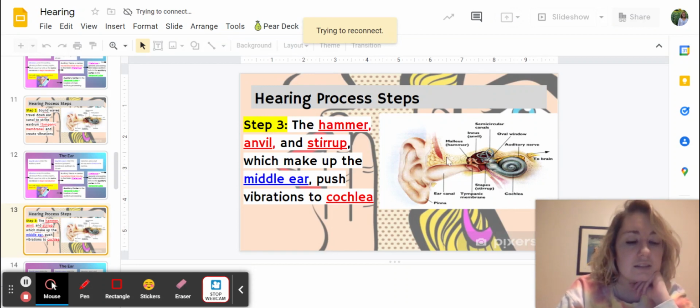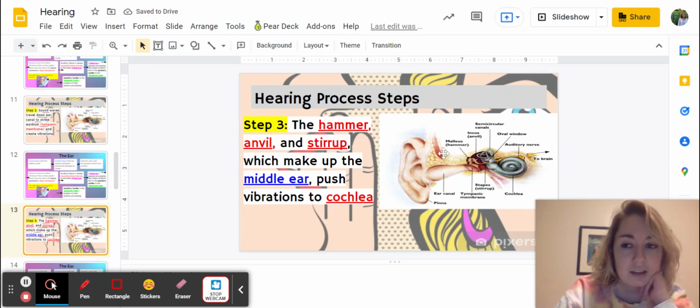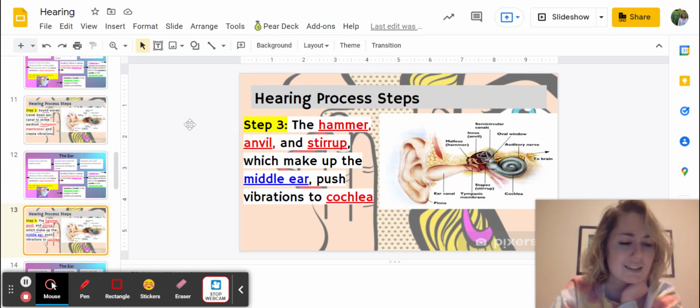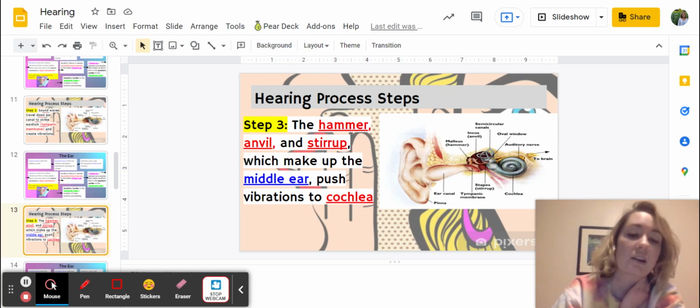Now, these guys also have another name. I don't know why, it's kind of silly. But the hammer is also called the malleus. The anvil is also called the incus. And the stirrup is also called the stapes. Again, in psychology, they like to give things like 20 different names, so you can also recognize it as that. You don't need to know much about these individually, but they make up the middle ear.